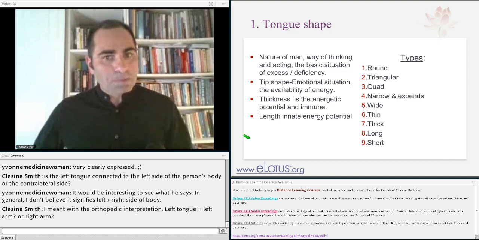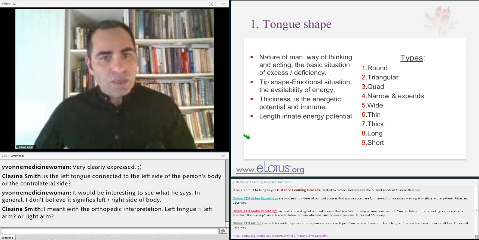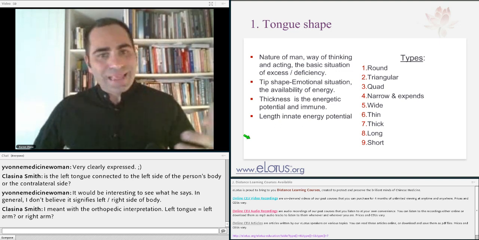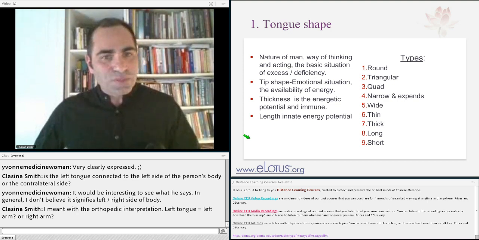Thickness is connected more to the immune system. And the length is also about the constitutional energy that the person got and his potential energy. So we have the round, the triangular, quad, narrow and expands, wide, thin, thick, long, and short.